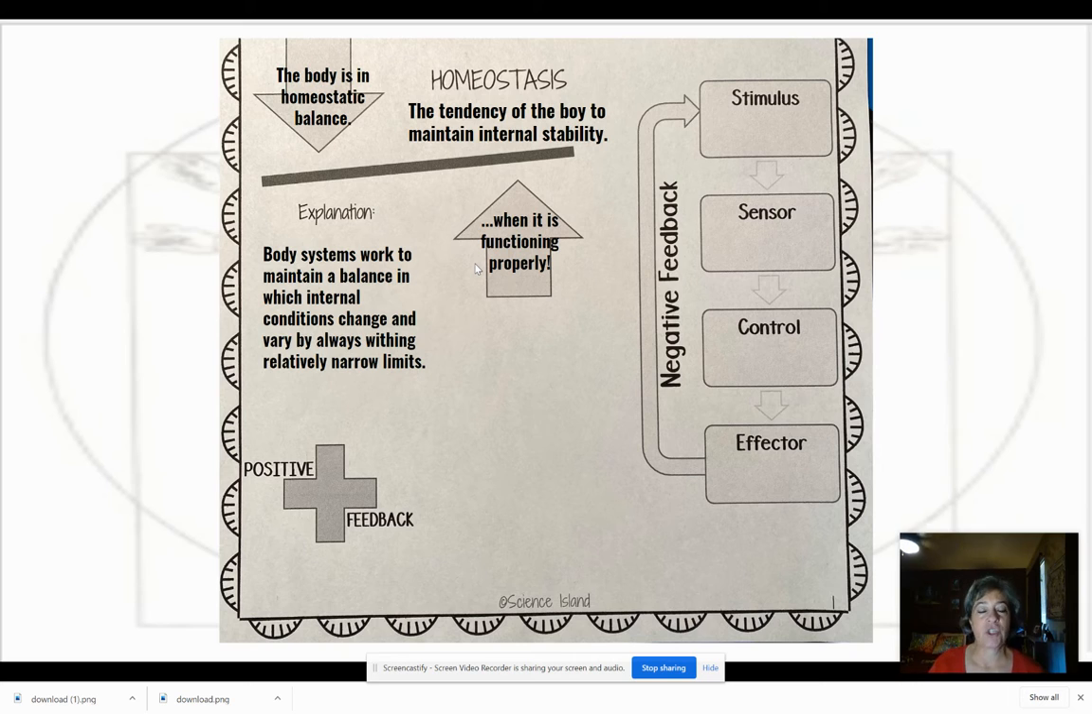A little bit more of an explanation. Body systems work to maintain a balance in which internal conditions change and vary but always within relatively narrow limits. So, for example, your body temperature has a range. There's not a huge difference between the top and bottom number, where your body works the best within a certain range of internal temperature. You need to have a certain range of sugar in your blood to maintain. If you go too high or too low, then you're going to have issues. So there's a multitude of these things within your body.